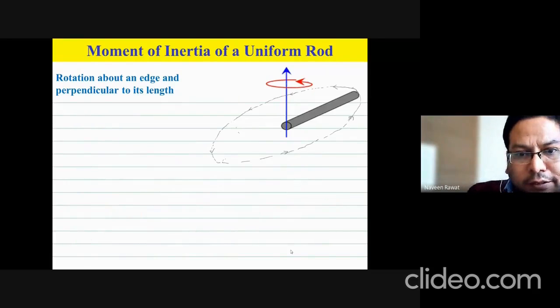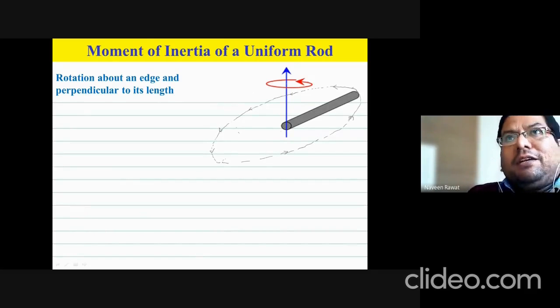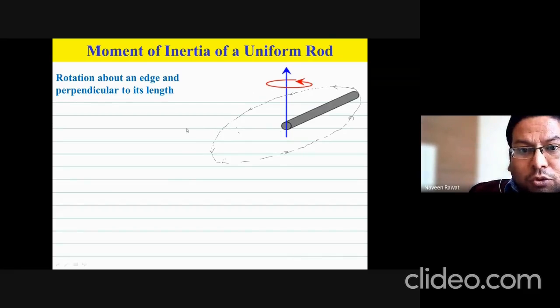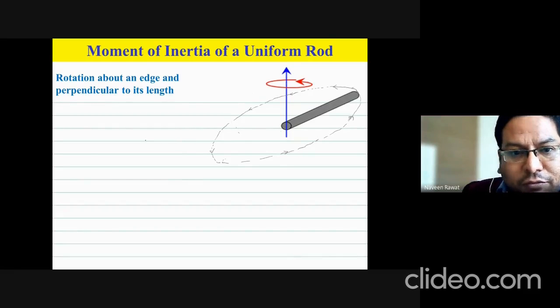Now let's take the second example. This is now the moment of inertia of a uniform rod, now rotating about its edge, and it's again perpendicular to the length. You can imagine, for example, a ceiling fan, and in the ceiling fan you have generally 3 spikes or 4 spikes. So you can imagine that you have a ceiling fan with just one spike.